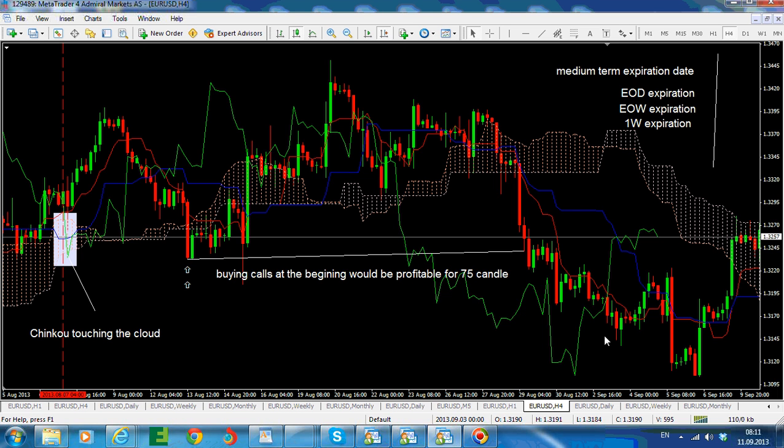So let's move on with the daily chart to see how the daily chart can be traded with binary options and how to use the Ichimoku in this case. So stay tuned, please.